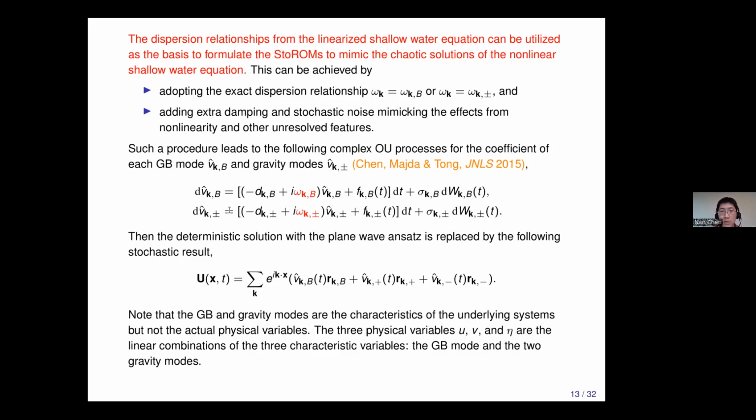So this is where you try to deal with high-dimensional PDEs. So we try to do a linear analysis. You try to get a dispersion relationship for each eigenmode. Then you use that to help you build your phase term here. So at least your stochastic term will have the right oscillation frequency. Then you determine the other coefficients by the data-driven methods.